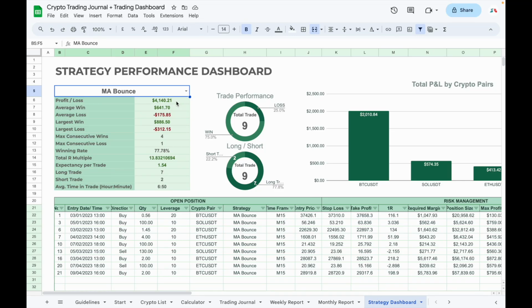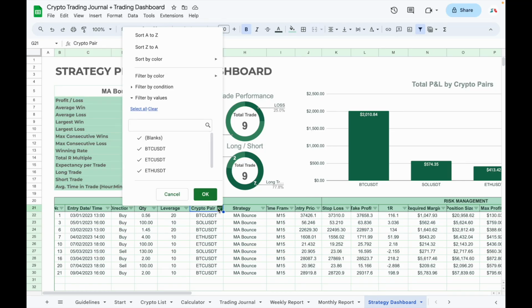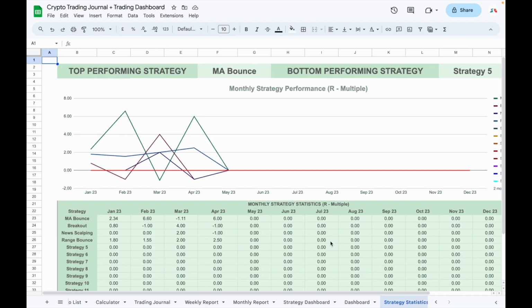You can analyze the performance of each crypto pair when using a particular strategy by clicking on the funnel sign on crypto pair, selecting the name of the crypto pair, and the statistics will be shown accordingly. There is also a strategy statistic graph and table to show you the best and worst performing strategies and for you to compare the performance of each strategy throughout the 12-month period in terms of R multiple.